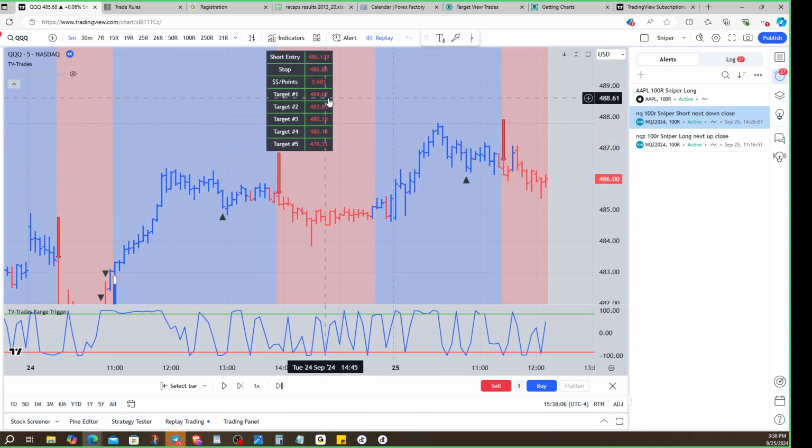These are the targets that it had there. 484.60, 483.85, all the way down to 478, which it hasn't gotten to, but it did get all the way down into here, into the 483s. So target 1 and target 2 got hit.